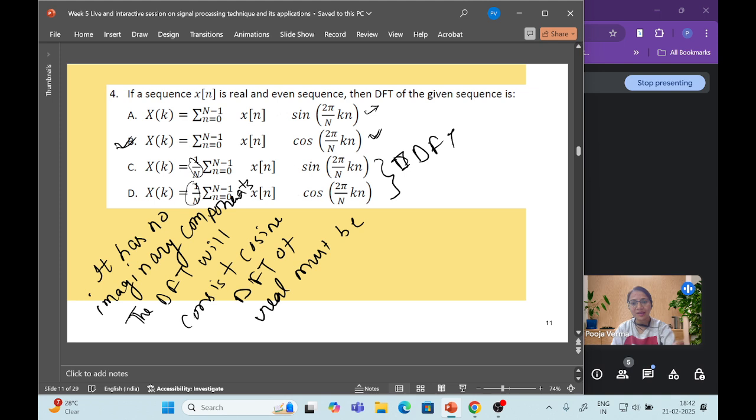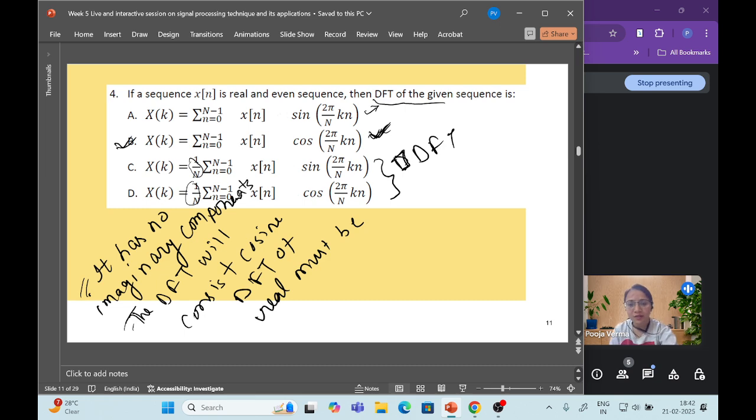If you have less time and you want to sort it out quickly, just go by the options and check which option can be correct. Options C and D are the equations of inverse DFT, so they cannot be correct because they have asked only for the DFT. By just looking at these two properties for a real and even sequence, we can see that only option B is the correct answer for this question.